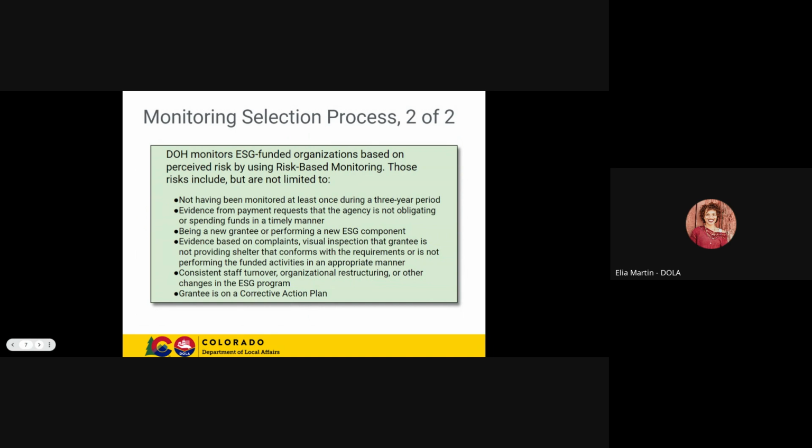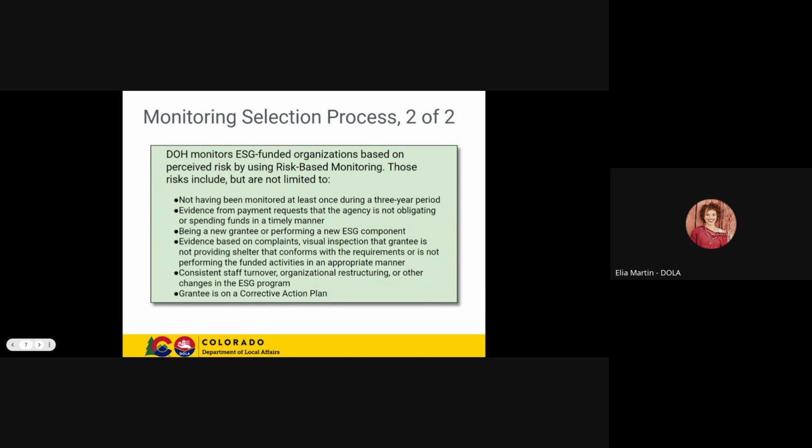These risks include, but are not limited to, not having been monitored at least once during a 3-year period, evidence from payment requests that the agency is not obligating or spending funds in a timely manner, being a new grantee or performing a new ESG component, evidence based on complaints or visual inspection that the grantee is not providing shelter or is not performing the funded activities in an appropriate manner, consistent staff turnover, organizational restructuring, or other changes in the ESG program. If your agency has been placed on a corrective action plan, that would also trigger a monitoring.